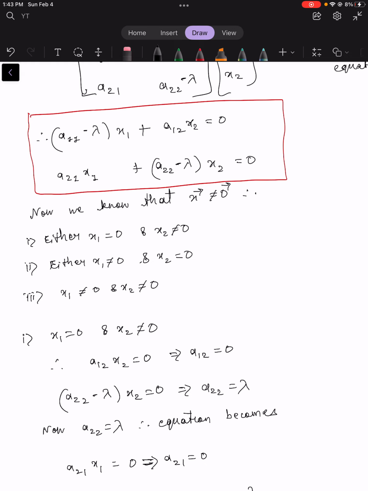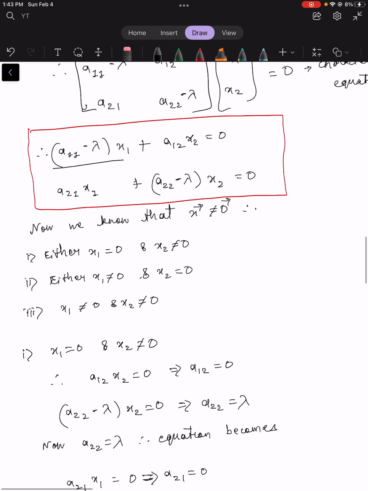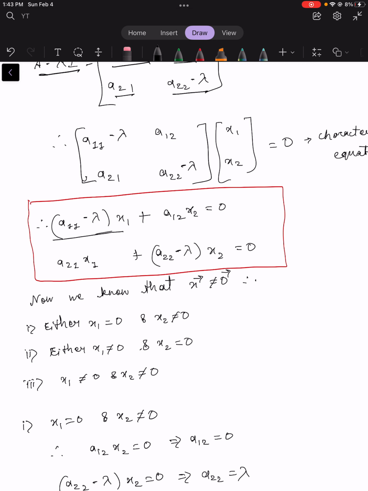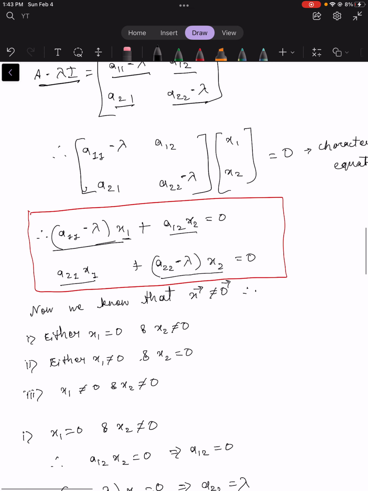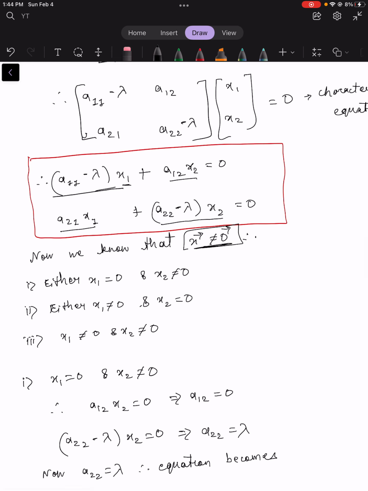So we get this system of equations: (a11 minus lambda) multiplied by x1 plus a12 x2, and a21 x1 plus (a22 minus lambda) times x2, is equal to 0. Now we are particularly interested in solving for a non-trivial solution. That means we know that x bar is not equal to the 0 vector. So if a vector is not a 0 vector, that means one of the entries has to be non-zero. In this case our vector is a 2 by 1 vector. That means at least one of the entries is not 0.